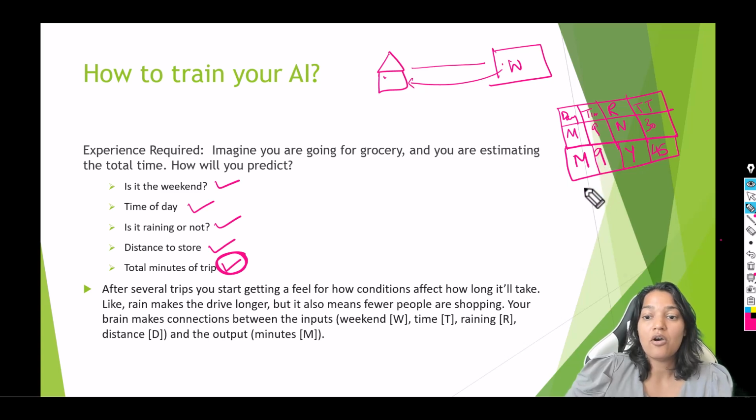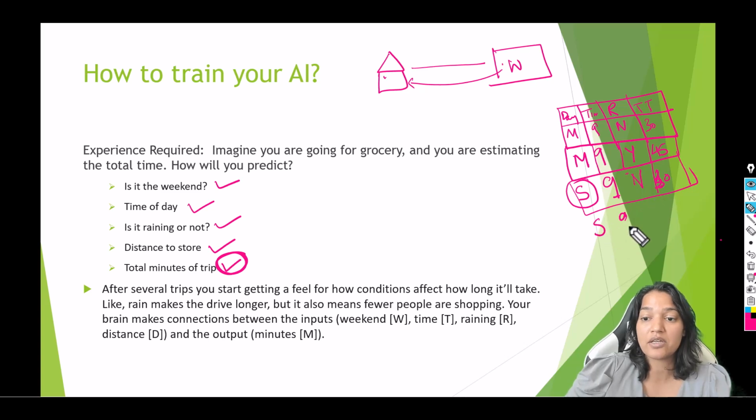So let's say on a weekend, it was a Saturday, you went early in the morning. Time also plays a very important role. Early in the morning people usually don't go for grocery, people go around between the timings of 1 and 5, people like to do their groceries, right? So let's say it was a Saturday, you went at 9 o'clock, it was not raining, and this time it took you only about 30 minutes to grab your milk and come back. Because it was early in the morning, it took you less time.